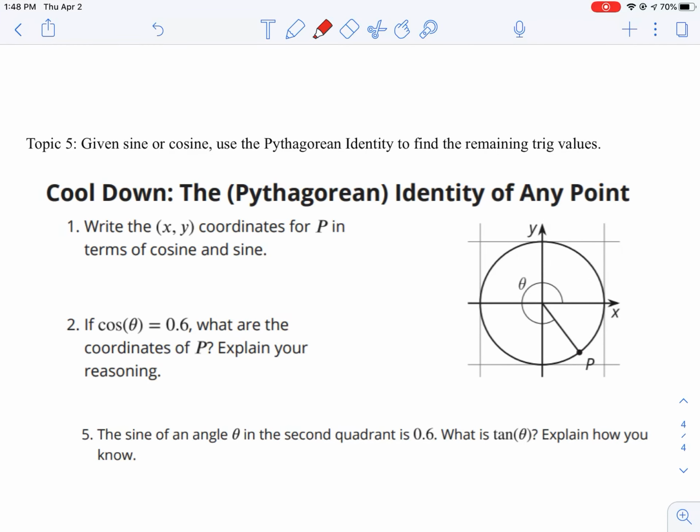Hello everyone, we're on to our last topic from our review. In this topic we're going to be looking at sine and cosine. We're given sine and cosine and we have to use the Pythagorean identity to find either sine, cosine, or tangent.